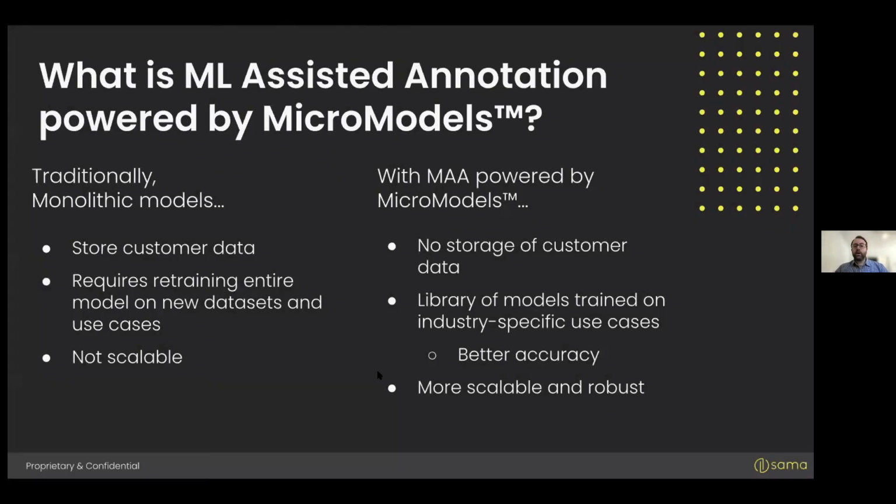The MicroModels are in contrast to what you might also see in the market in terms of monolithic models, kind of the one model to rule them all. Typically, they require storing customer data, and require quite a long time to retrain across entire new data sets and use cases, so they're not very flexible, and not very scalable in terms of their coverage. Whereas with the MicroModels, we don't rely on the storage or reusing of customer data. We have that library of models trained on these industry-specific use cases, which really enable better accuracy because they're more targeted and more specific, and can therefore be more scalable and more robust as we piece them together to cover a variety of use cases.